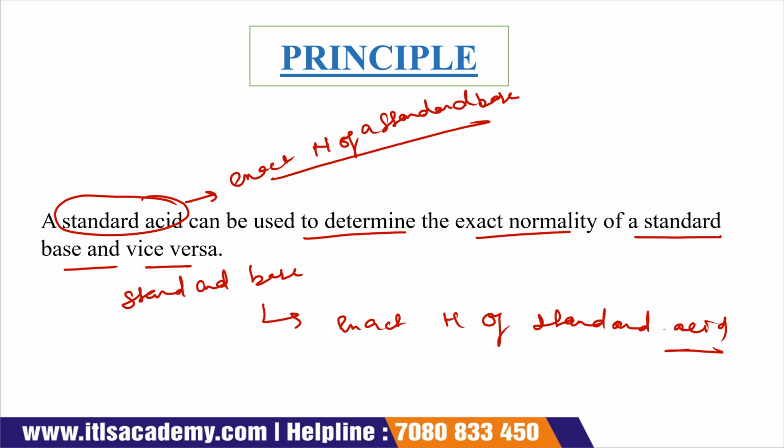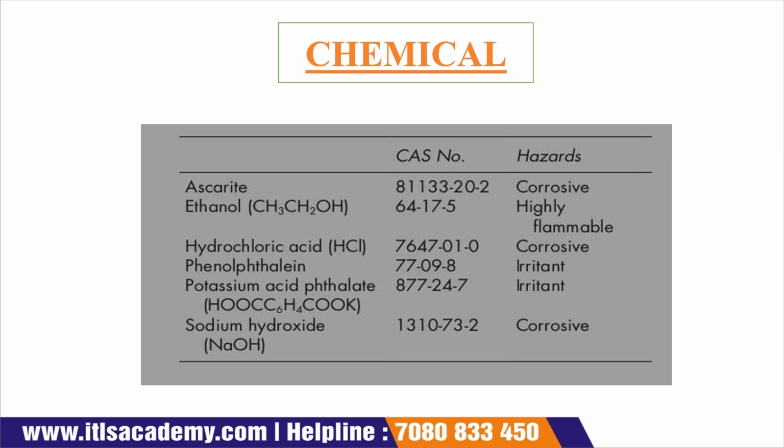Now come to the next slide, that is the chemicals used in this experiment. The first chemical that we use is ascarite, CAS number 81133-20-2, and the hazard related to this chemical is that it is corrosive in nature. Now the next chemical is ethanol, CAS 64-17-5. It is highly flammable.